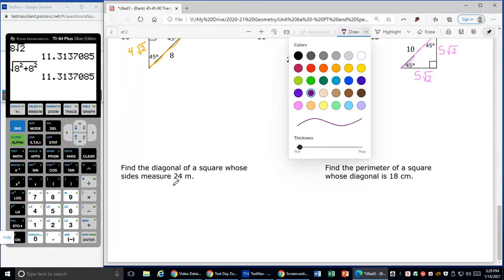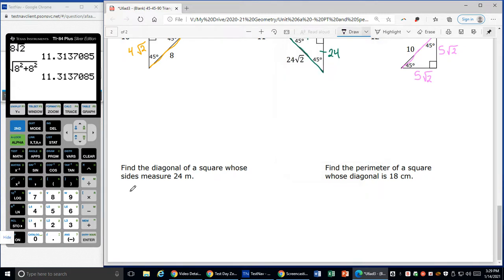The first one says find the diagonal of a square whose sides measure 24 meters. So think about what a square looks like. In a square, we know that all 4 sides are exactly the same, and this one says all 4 sides are 24. No need to really mark all of them because we know we're only going to need to work on half of it, because my directions say to find the diagonal, right?